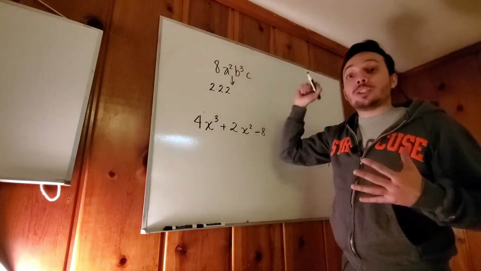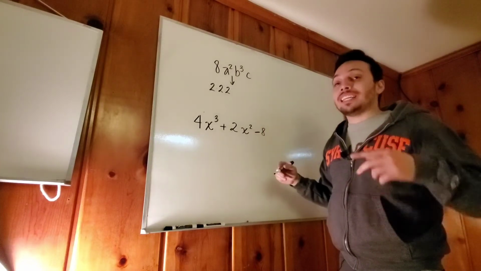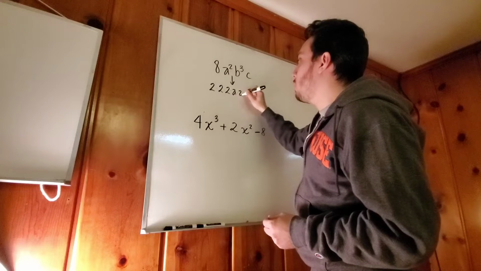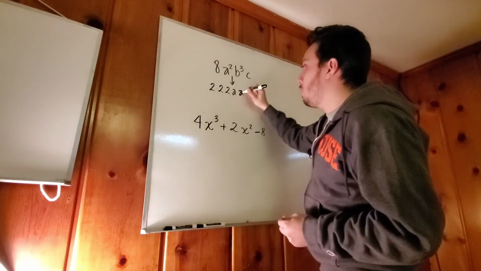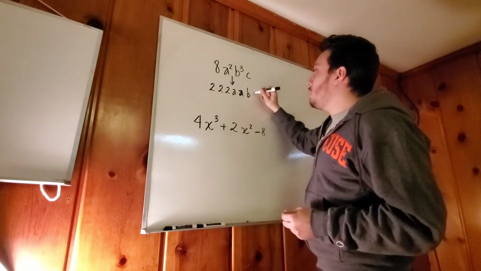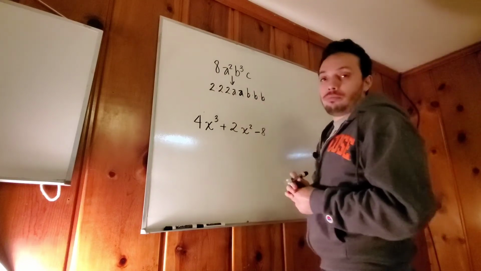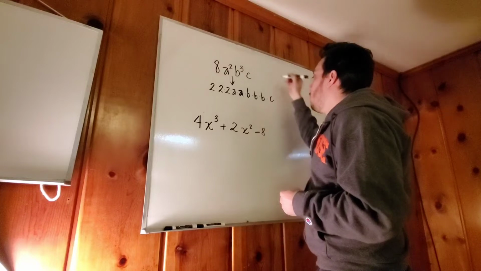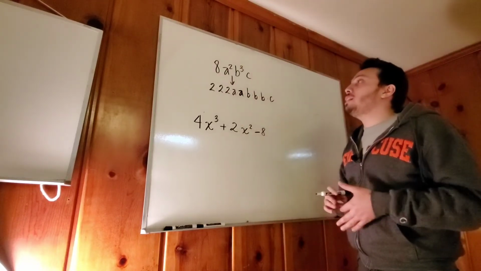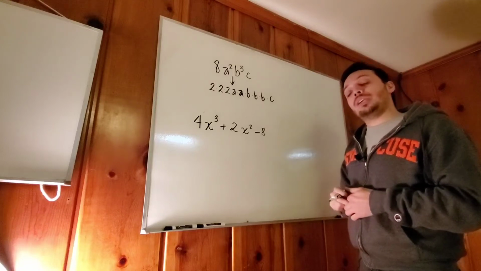Now, how do we get a squared? A squared is the same thing as a times a. So we multiply a times itself, and we get a squared. And then for b cubed, we multiplied b times b times b. And then c, we just had the c. So this is the factorization of 8a squared b cubed c.